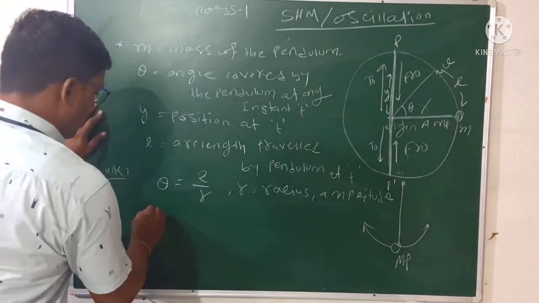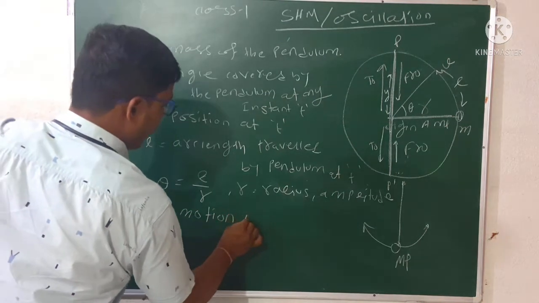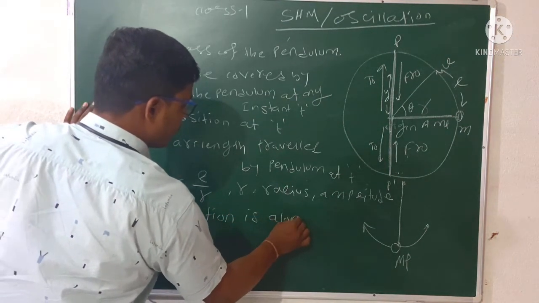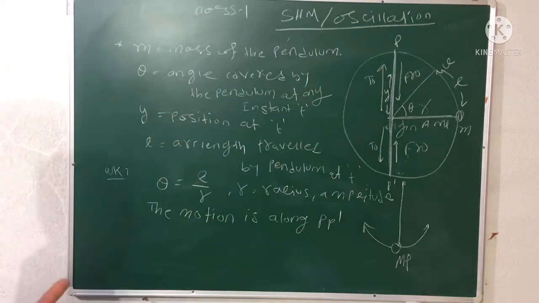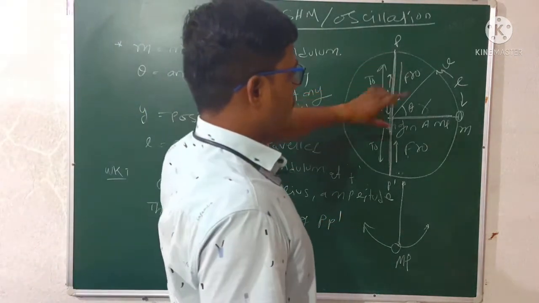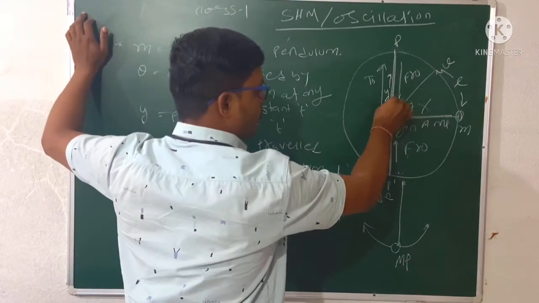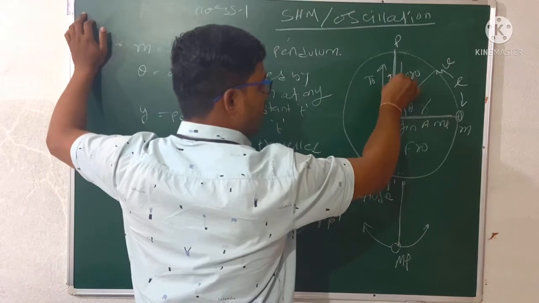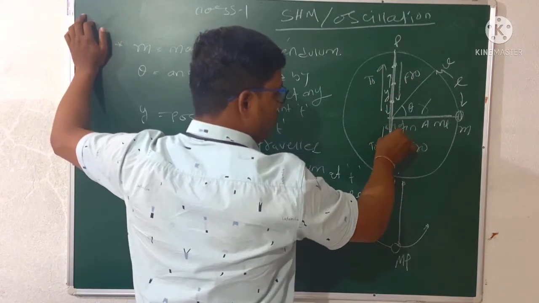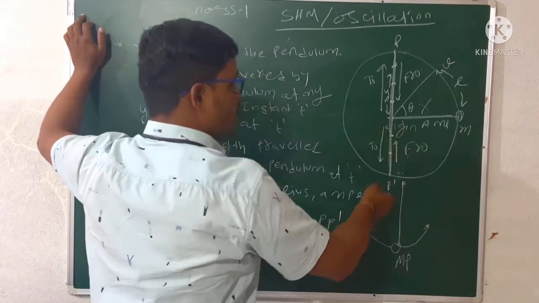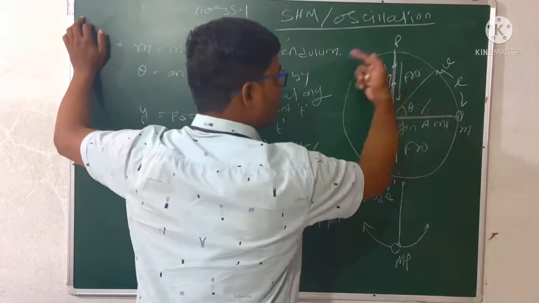So the motion is along P and P dash, and R is the amplitude. Suppose at time t1 the particle is here, at time t2 the particle is here, at time t3 the particle is here, and then when it is moving downward, this is another time. So the position is along PP dash, but the motion is explained on this circular path.